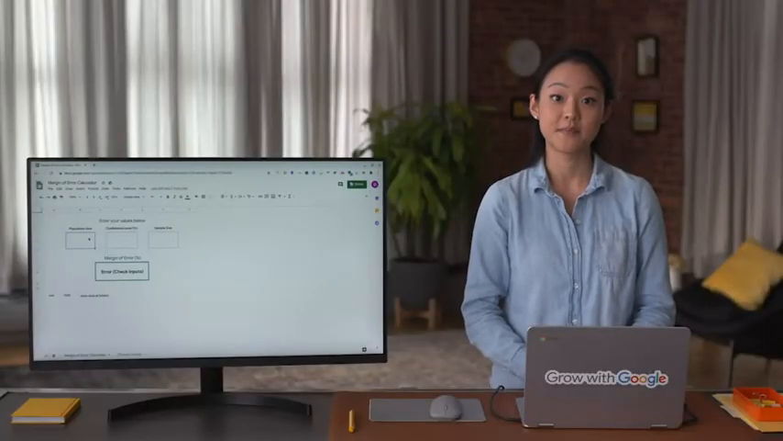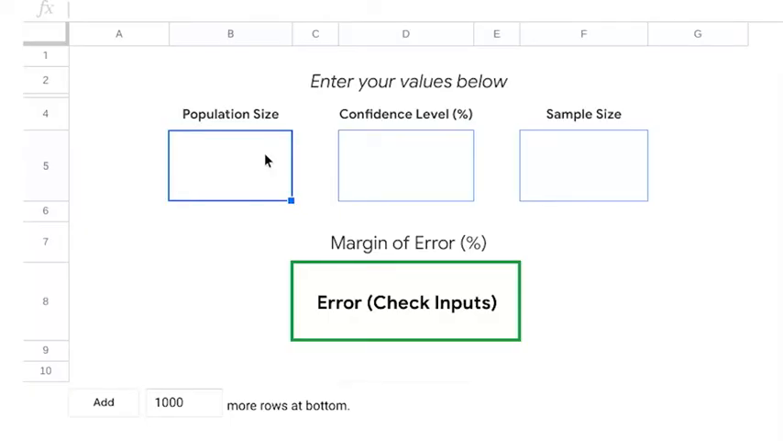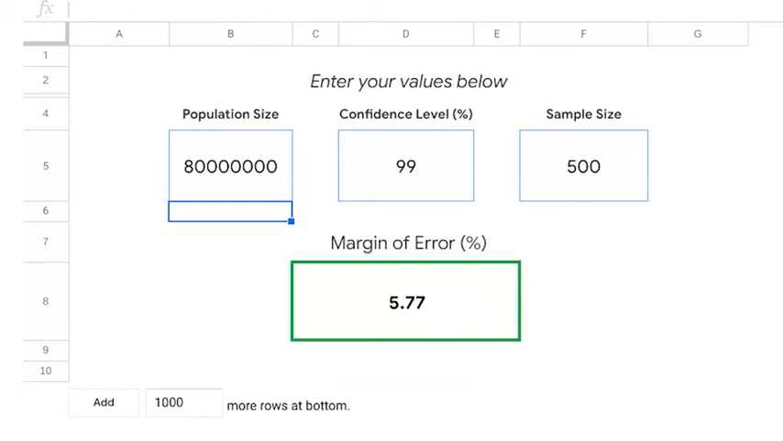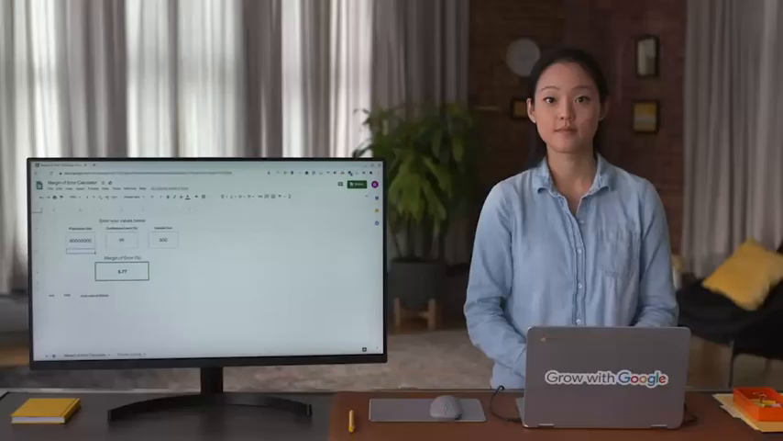Let's calculate it. We'll put the numbers for population and confidence level and sample size in the appropriate spreadsheet cells. And our result is a margin of error of close to 6%, plus or minus. When the drug study is complete, you'd apply the margin of error to your results to determine how reliable your results might be.